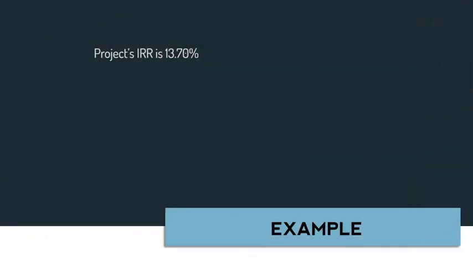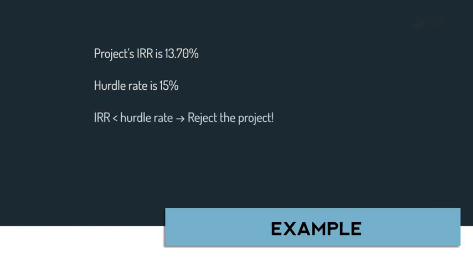Going back to our example, the project's IRR is 13.7%. When we calculated its NPV last time, we used a discount rate of 15%, which is its hurdle rate. Given the risk of the project, investors expect a return of at least 15%. However, the project returns only 13.7% and hence we reject the project. This is the same decision we arrived at using NPV last time. This is consistent with what I said earlier about IRR and NPV giving you the same decision in most cases.